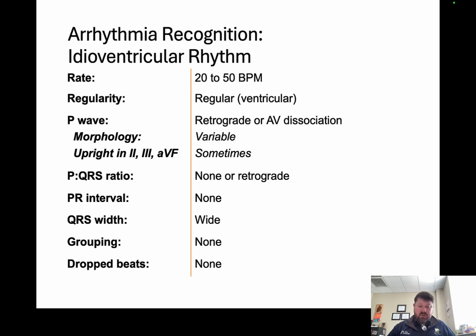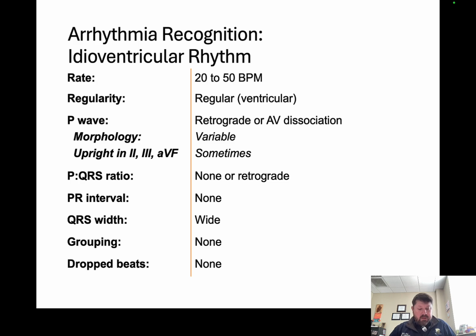Idioventricular: my rate is 20 to 50. My regularity is going to be ventricular regular. P wave, if we see a P wave, it's either going to be retrograde or post QRS, or we're going to see AV dissociation where we see P waves happening, but QRSs are occurring on their own.